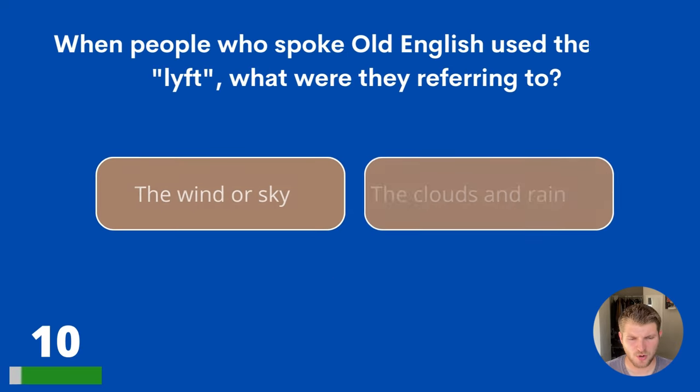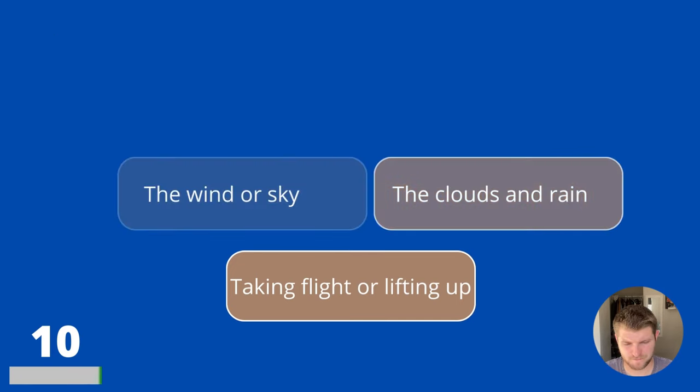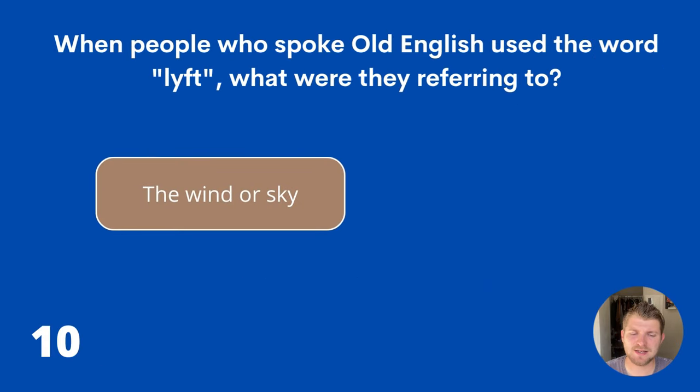Question 10. When people who spoke Old English used the word lift, what were they referring to? The wind or sky, the clouds and rain, or taking flight or lifting up? The answer is the wind or sky.